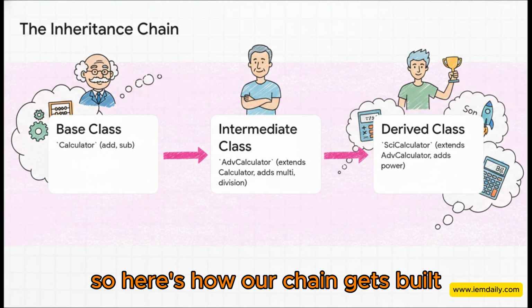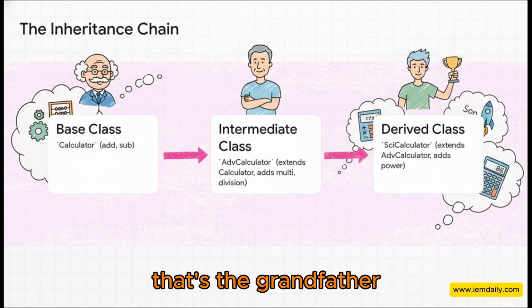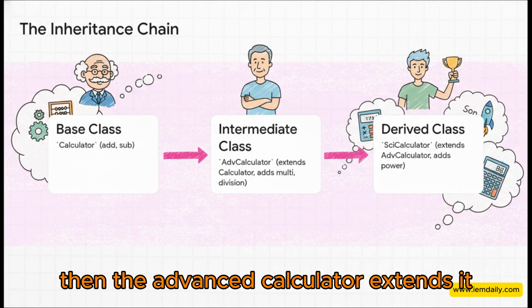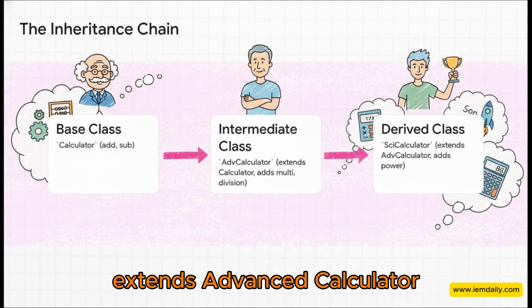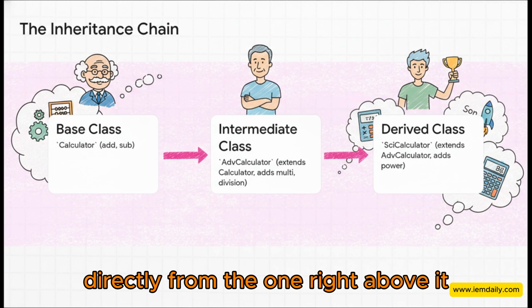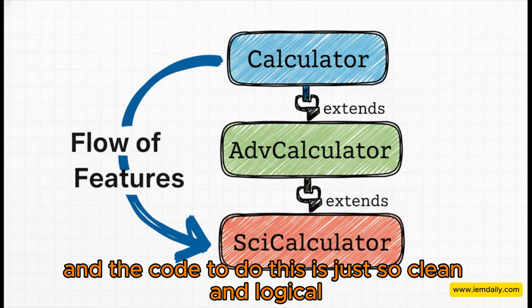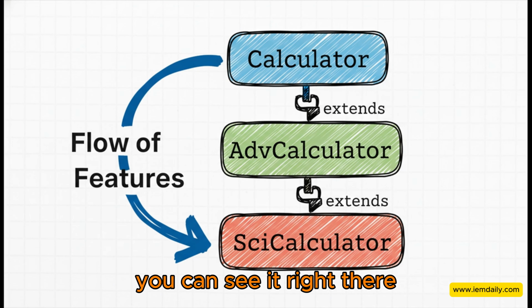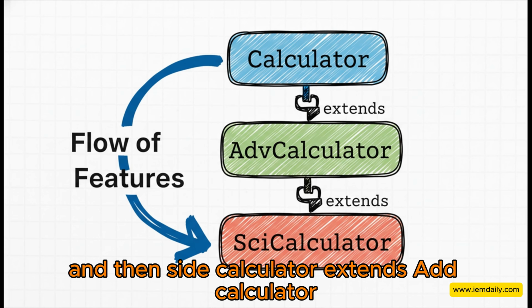So here's how our chain gets built. We start with our original base calculator class, that's the grandfather. Then the advanced calculator extends it, becoming the father. And finally, our brand new sci calculator extends advanced calculator, making it the son. See that? Each level inherits directly from the one right above it. It's a lineage. And the code to do this is just so clean and logical. You can see it right there. AddCalculator extends Calculator, and then SciCalculator extends AddCalculator.